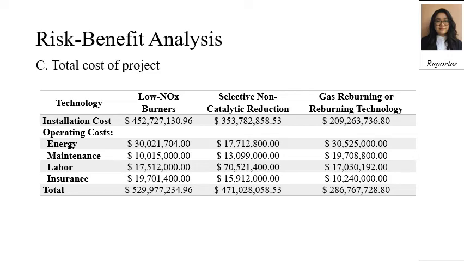And the least is for gas reburning or reburning technology with $209,263,736.80. The project with the least total cost is for gas reburning, with a total project cost amounting to $286,767,728.80, followed by selective non-catalytic reduction with $471,028,058.53.